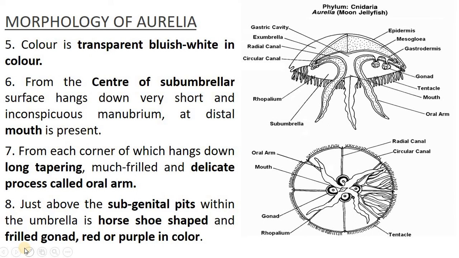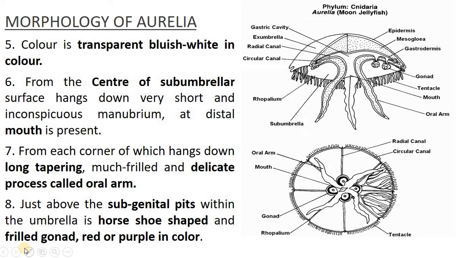The morphology of Aurelia continued. The color of Aurelia is transparent bluish white. Next character: from the center of the subumbrellar surface hangs down a very short and inconspicuous manubrium or hypostome. At the distal end of this manubrium, the mouth is present. In Cnidaria, the mouth is present at an elevated position called the hypostome or manubrium.